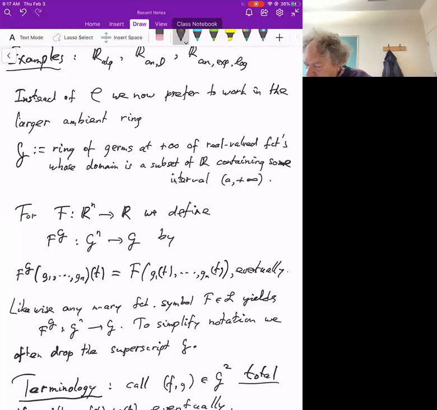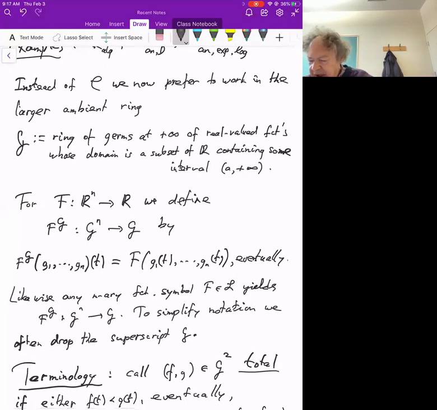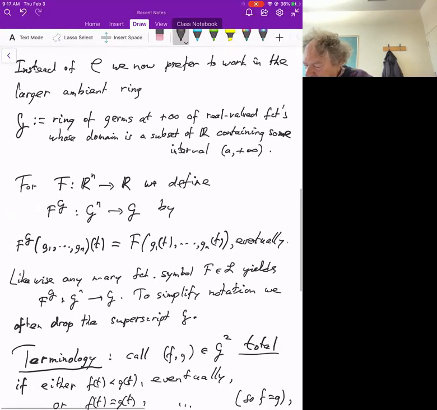And actually, we of course do this also for function symbols. Here F is an actual function, but we do this also for a function symbol in L, which again yields the corresponding Henson operation on G. In a way, we make G a kind of L-structure, except for the ordering relation.